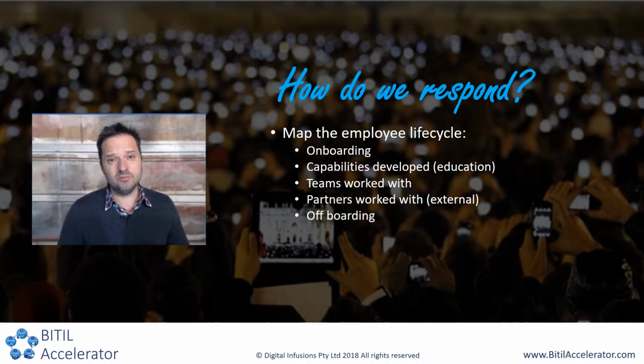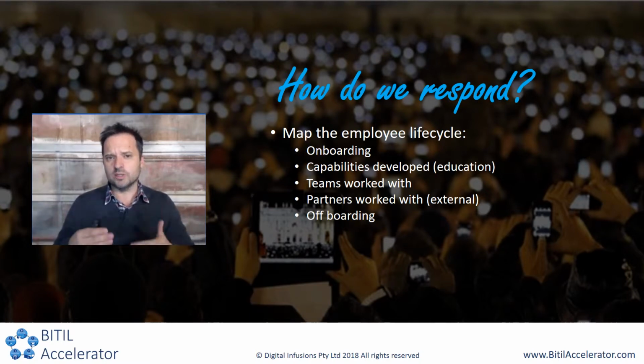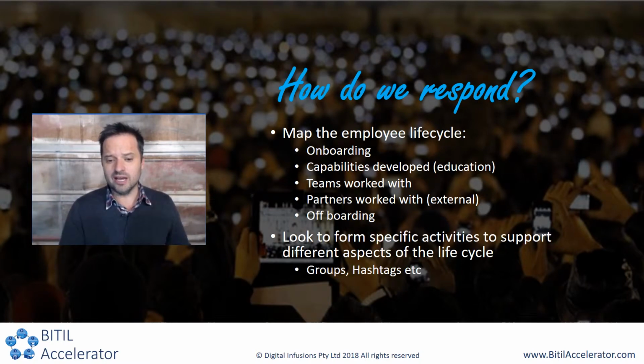Well, firstly, I recommend mapping the employee life cycle. So from the onboarding piece, it's the capabilities that you're developing, the teams worked with, right? The partners worked with even externally, why not? And then your offboarding process, get that mapped, get good visibility across what that looks like. And then you can start to look at, well, what's missing and what do we need to build out, right?